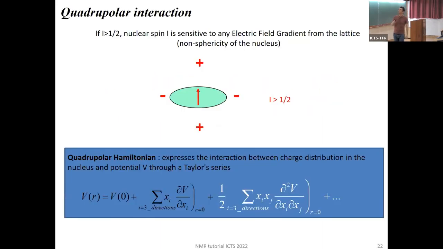Just to mention that when your nuclear spin is larger than one half, it's related to the distribution of charge in the nuclei. It's no more spherical, it has some shape, and then the nucleus and the spin of the nucleus can interact with the electrostatic charges that you have around. Here we are not dealing with magnetic field, we are dealing with the electric field. In a bit more detail, you're interacting with the second derivative of the local electrostatic potential. That's why it's called the electric field gradient: the gradient of the electric field, the second derivative of the potential.